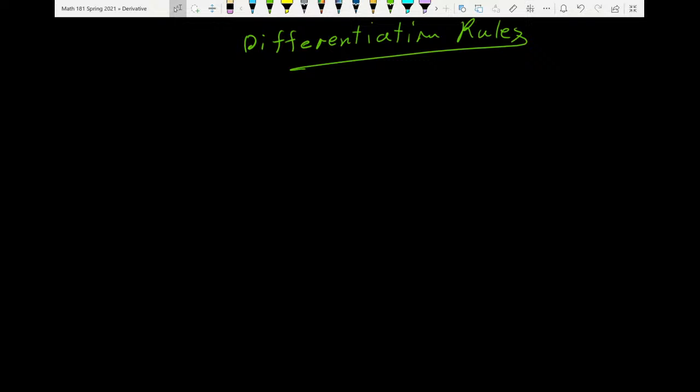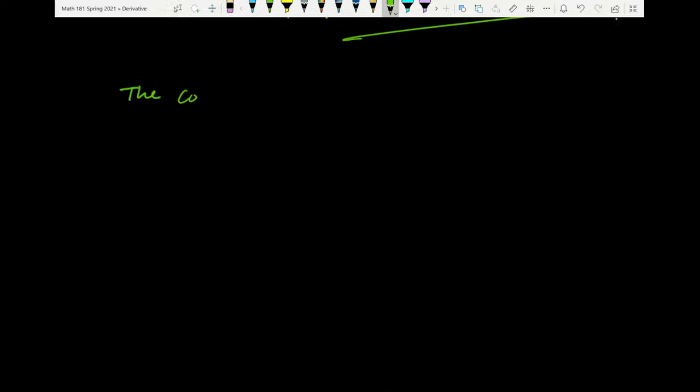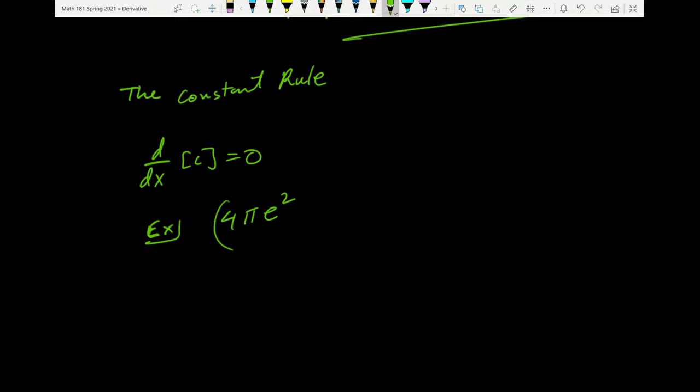So, the first one is the constant rule. Derivative of any constant is going to be 0. Example, 4 pi e squared. What's the derivative of that? It will be 0 because pi is a constant. E is also constant. It's going to be 0.